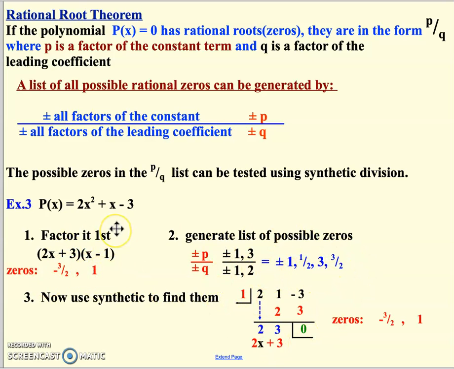You would never synthetic test if it factored. I would always factor first. I wouldn't go with synthetic, it's extra work. If I don't need to do it, I won't do it, right? And then -3/2. If I set that equal to 0 and solve, I would get -3/2. Okay, let's show you the last one.